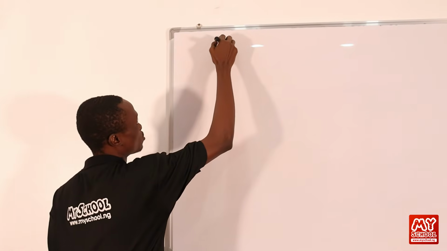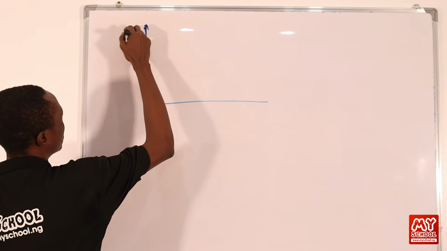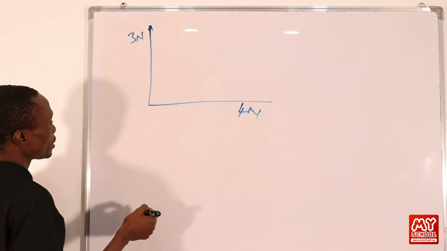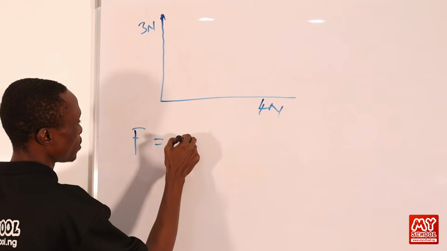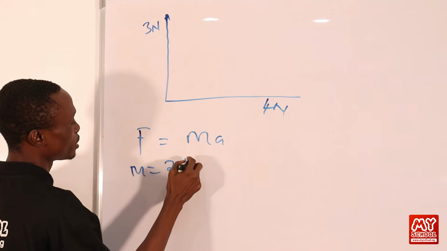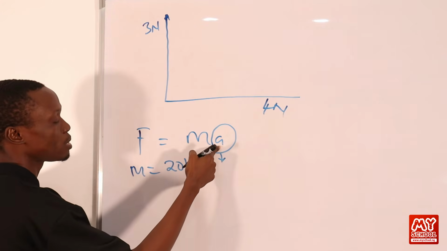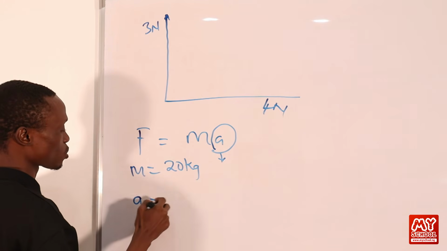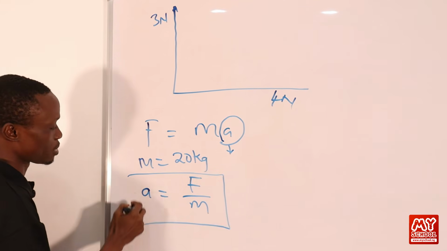So we are told in the question that the two forces are at right angle to each other, right? So let's say this is the 3 Newton force and this is the 4 Newton force. Now, we are asked to calculate acceleration. Remember that F = ma, because in this question we are given mass, m = 20 kg. We are asked to calculate acceleration, so we simply make a the subject of formula by dividing both sides by m. So a = F over m. This is the formula we use in solving example 1.